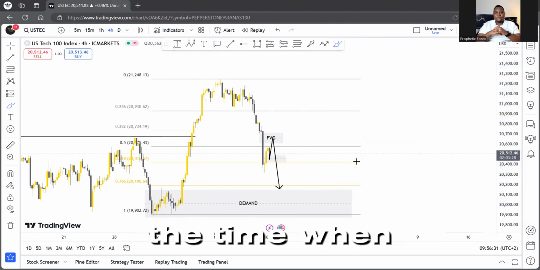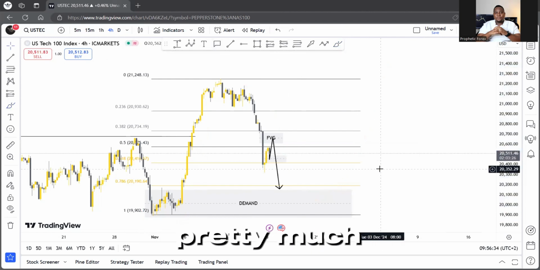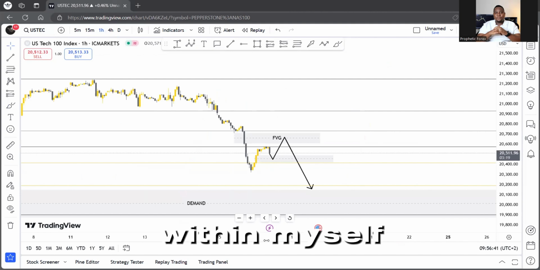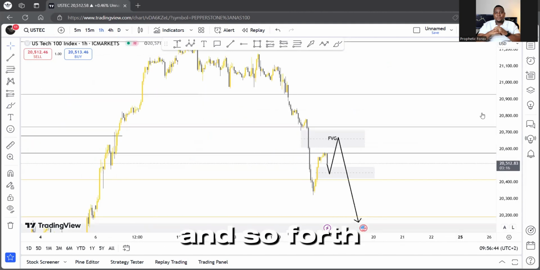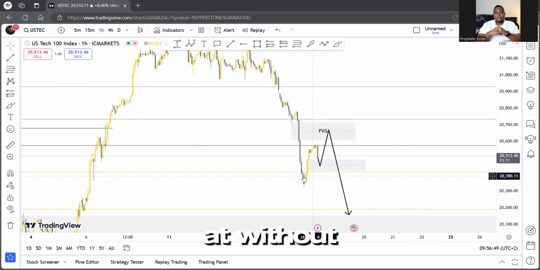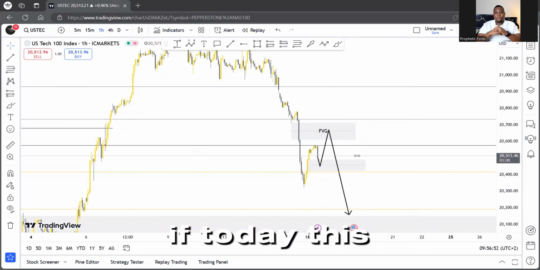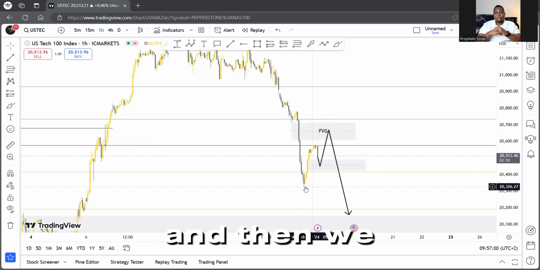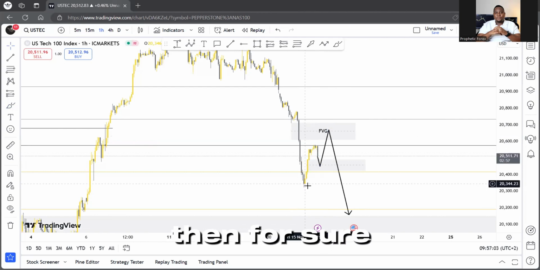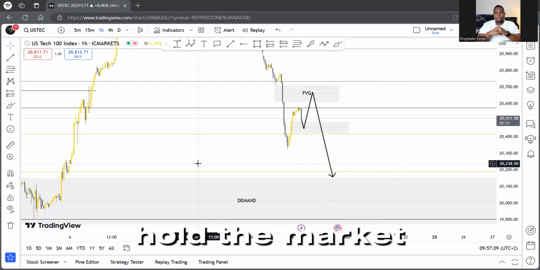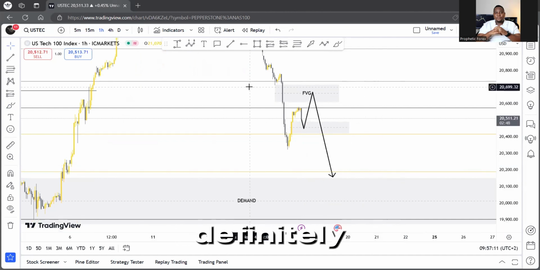Although most of the time when I do this weekly focus, I'm pretty much hitting the bullseye, it's not 100%. I usually have that instinct within myself whenever I'm analyzing. I still need more confirmation. If this fair value gap fulfills, and then we're selling further, breaking these lows, then for sure we can be confident in saying this demand level will hold the market to push it all the way up. Definitely do not miss it.